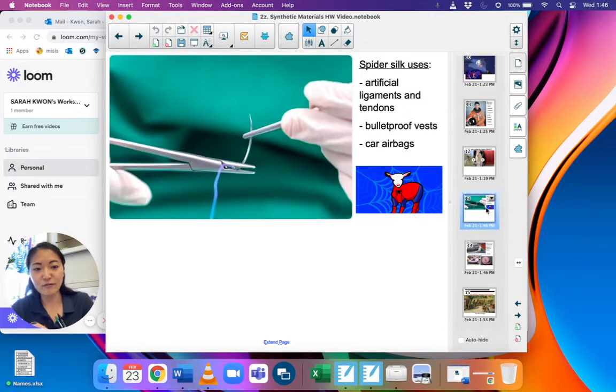Okay, that being said, here's our first secret word. Our first secret word is spider goat. Okay, spider goat, one word.